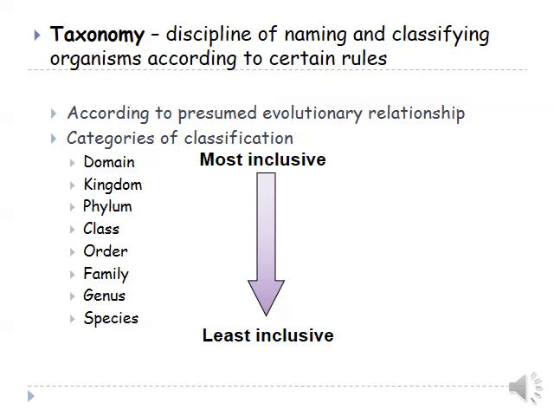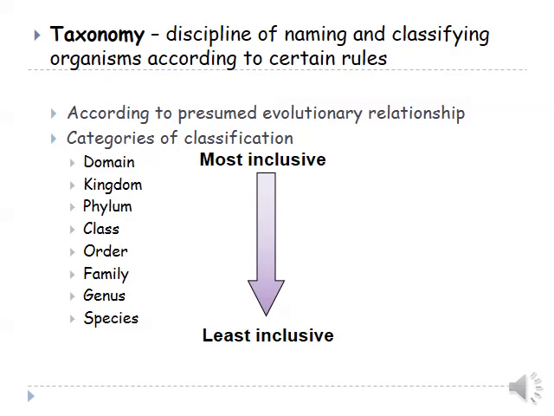Taxonomy is the science that is used to classify living organisms according to certain rules. And these rules don't necessarily mean how similar the animals look, but how genetically related they are. And these similarities or differences are based on evolutionary relationships.